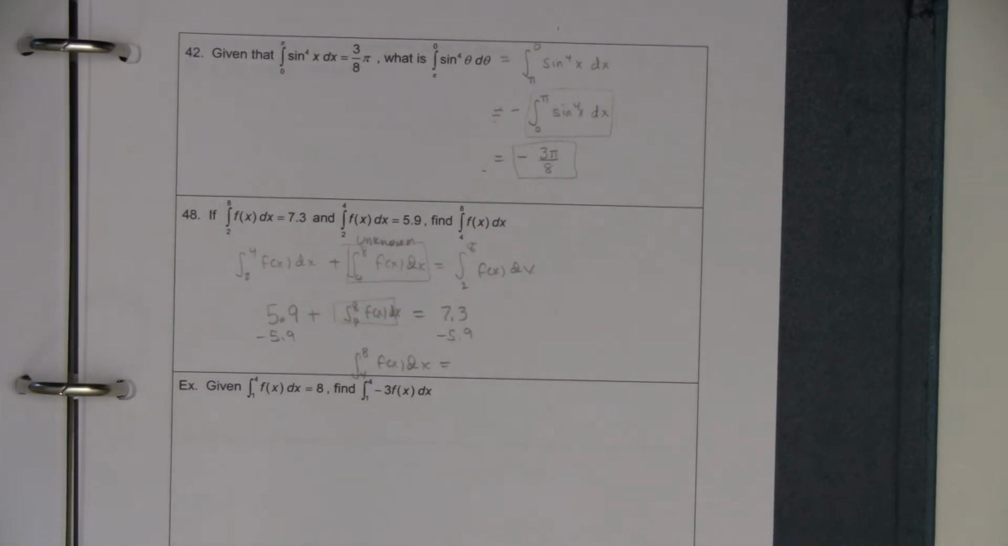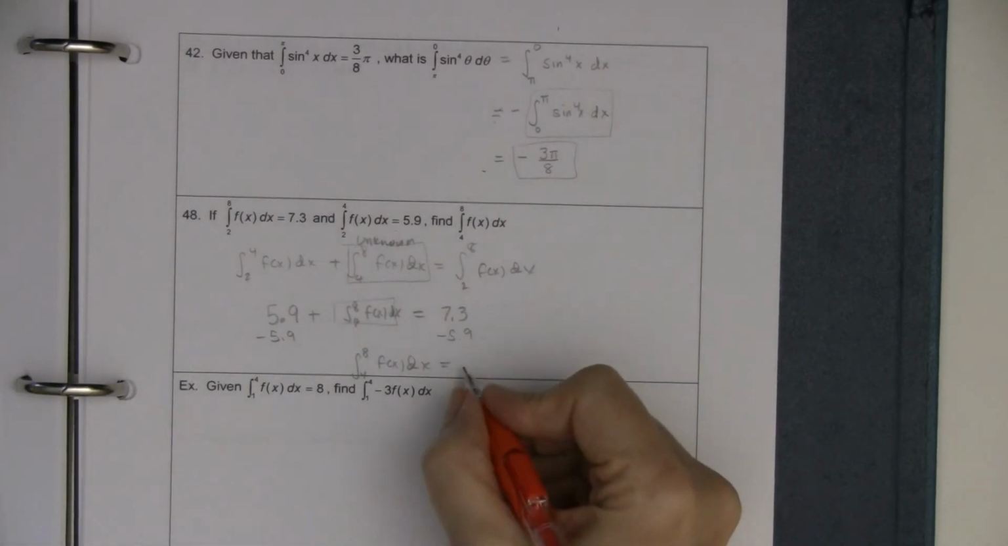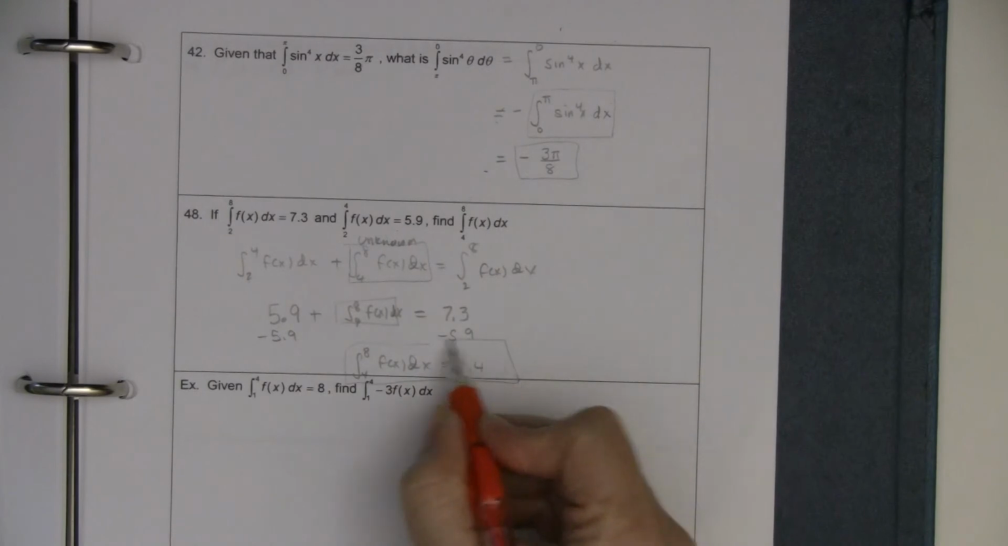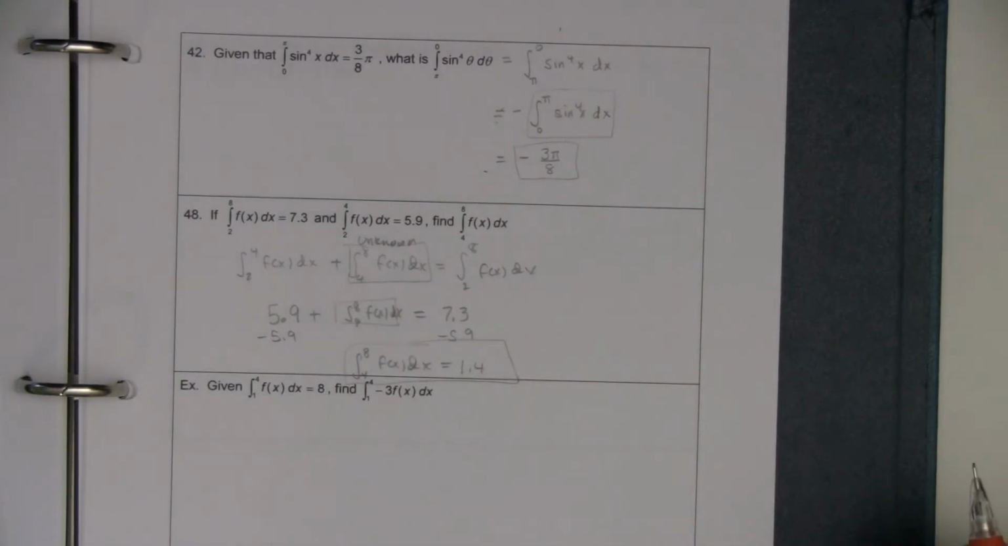My calculator, of course, wants everything as a fraction. I decided I wanted it as a decimal this time, so 1.4. Okay, so we did a lovely job on that. And then I have an example here.